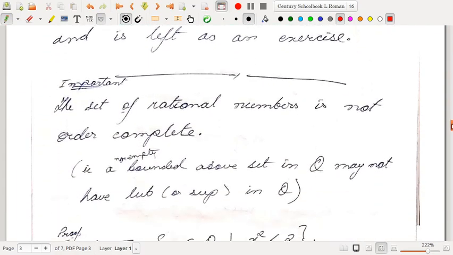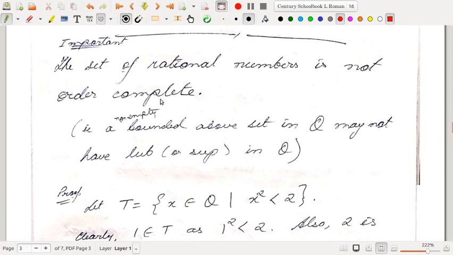Next we have another important result, that the set of rational numbers is not order complete. That is, a non-empty bounded above set in Q may not have the supremum in Q. It will have a supremum in R, but it may not have a supremum inside Q. So we need to find at least one such set. If we can find such a set, we can conclude that the set of rational numbers does not have the completeness property.